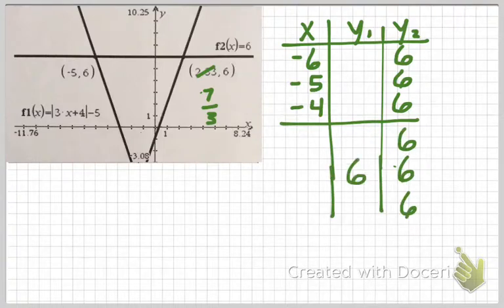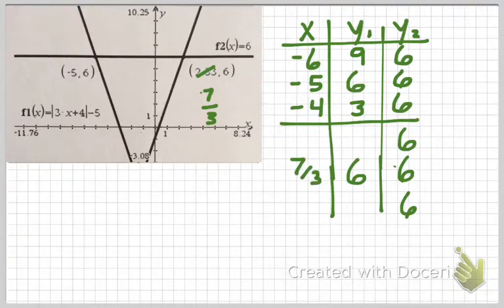And obviously our solution in both instances would be 6 to get the y's equal, which is what the solution to the system is. And at -6, we need a 9, and at -4, we need a 3 for the y-coordinates of the first part, the left side, and where the left solution is. And then the other solution on the right is our 7/3.